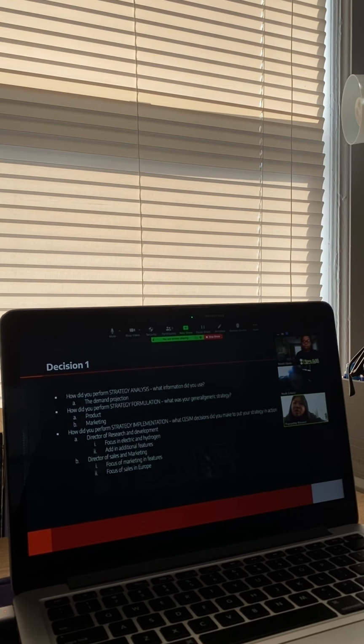For decision 1, because we did not have any results to base upon, our main strategy analysis was purely based on the demand projection. From that analysis, we were able to do the strategy formulation with product and marketing as the focus. And from our formulation for week 1, we implemented these strategies.